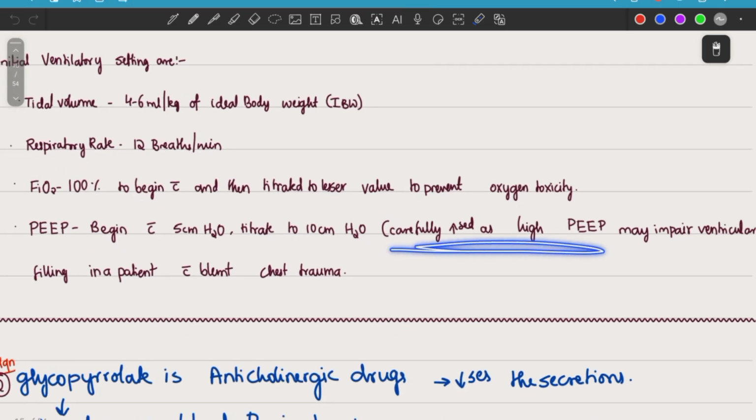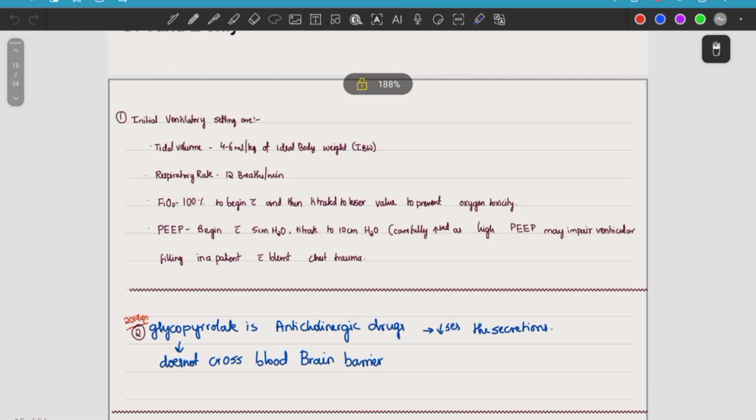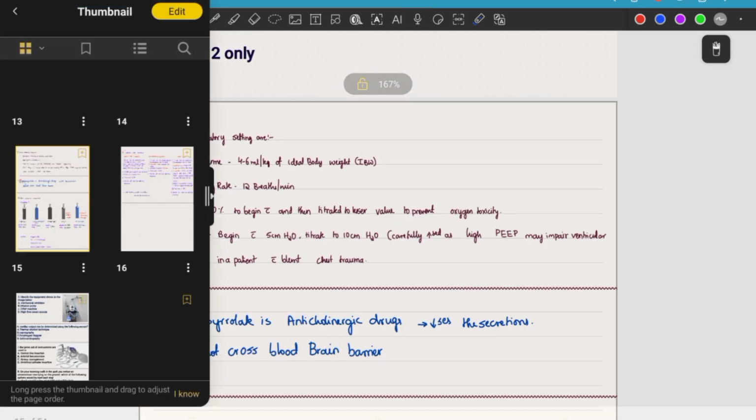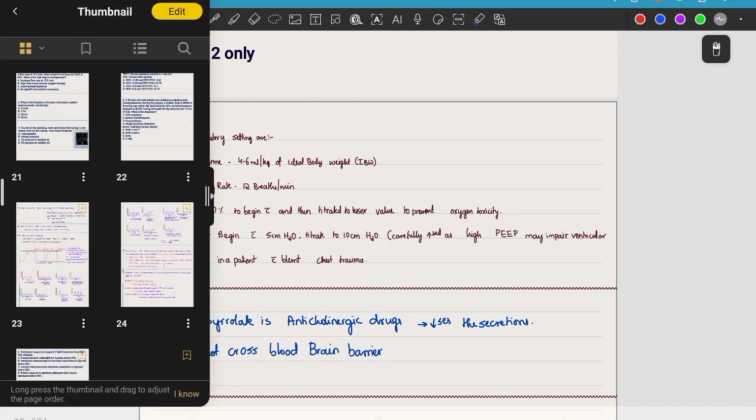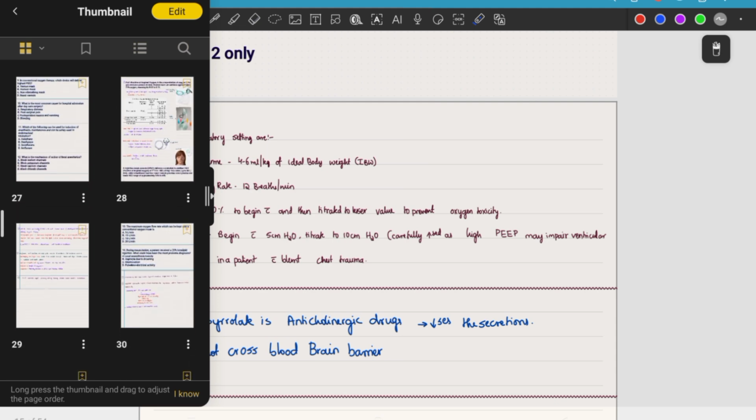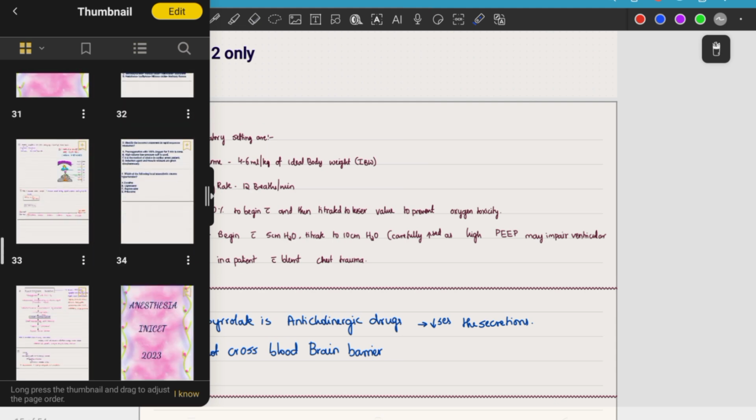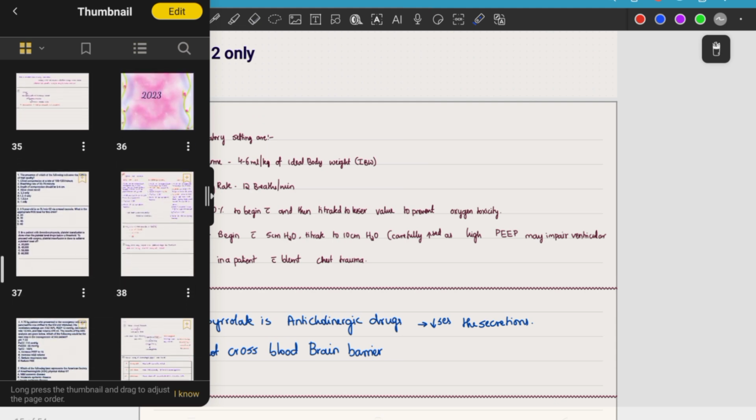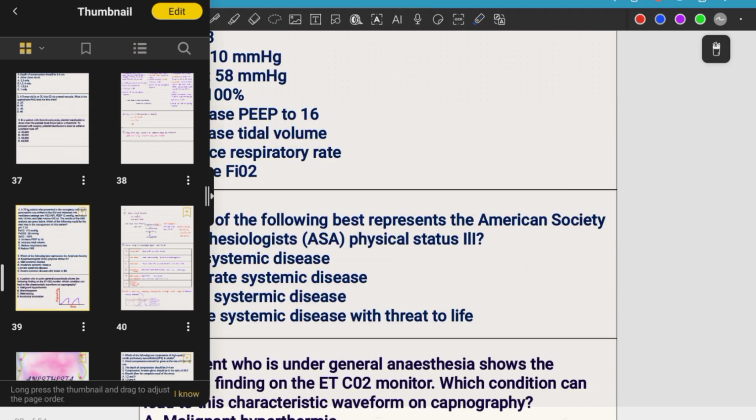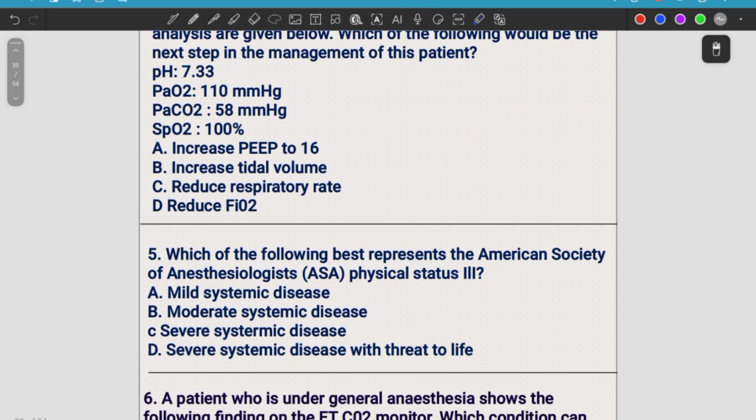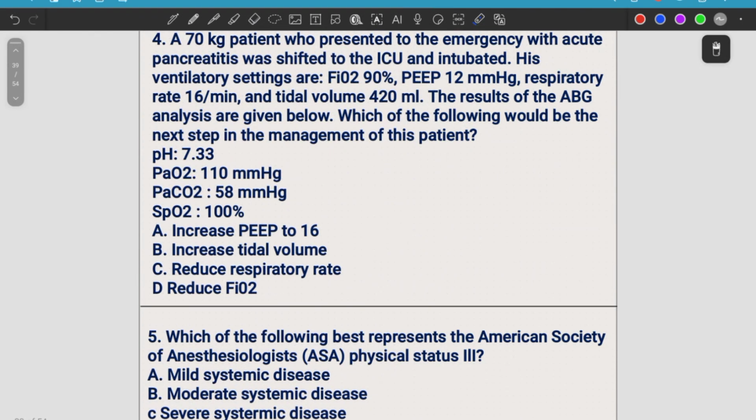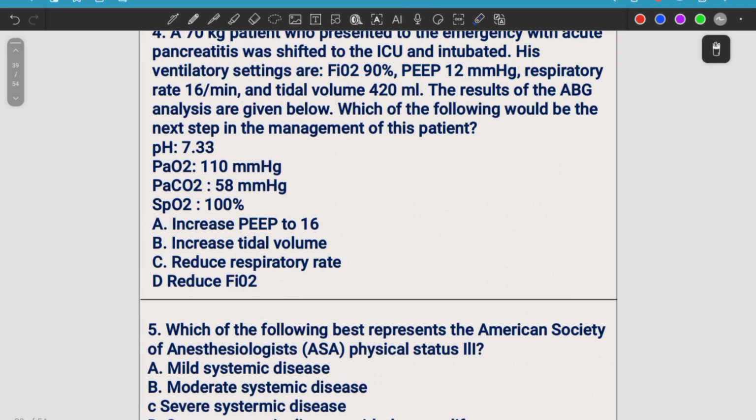It is increased carefully, as high PEEP may impair ventricular filling in the patient with blunt chest trauma. This I have explained in the 2020 paper, and you can see that paper also, but today I just explained it because you can correlate the questions, right? Yes. So we have to reduce the FiO2 to decrease the oxygen toxicity.